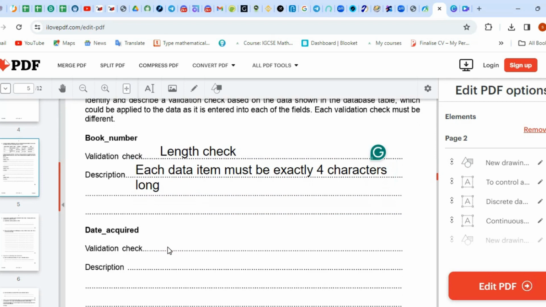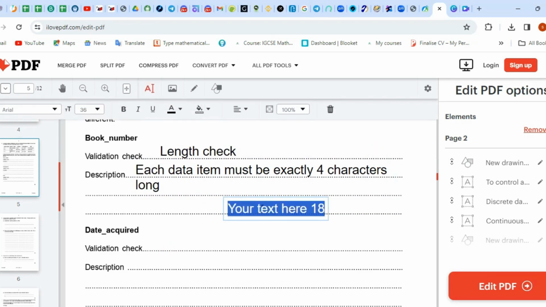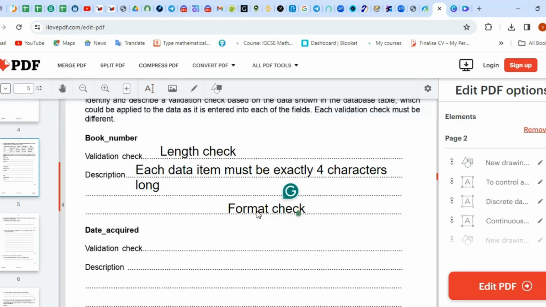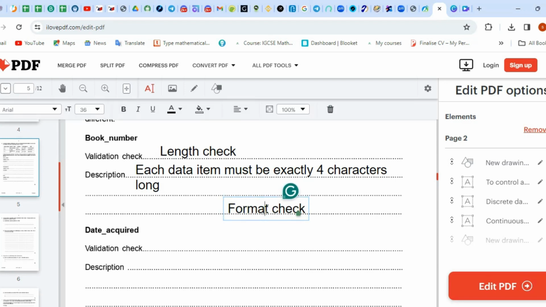Okay, so let's go to date acquired. For date acquired, you have a validation check also. And the validation check here is format check. What do I call it? Format check. So we have format check. What's the description for format check?